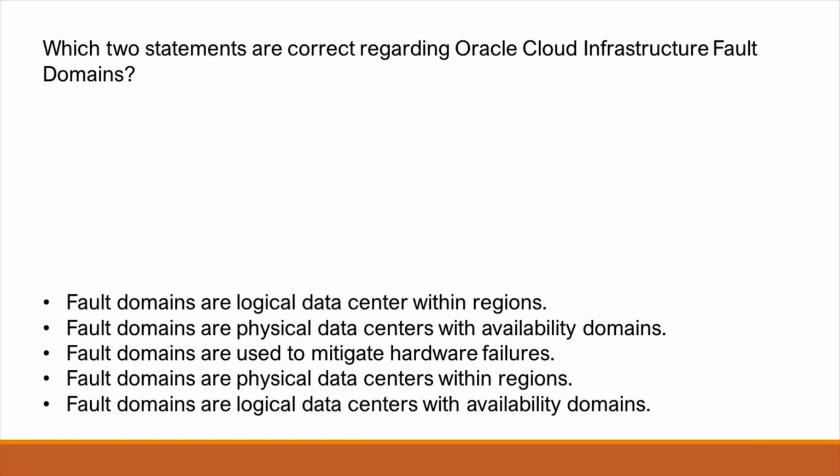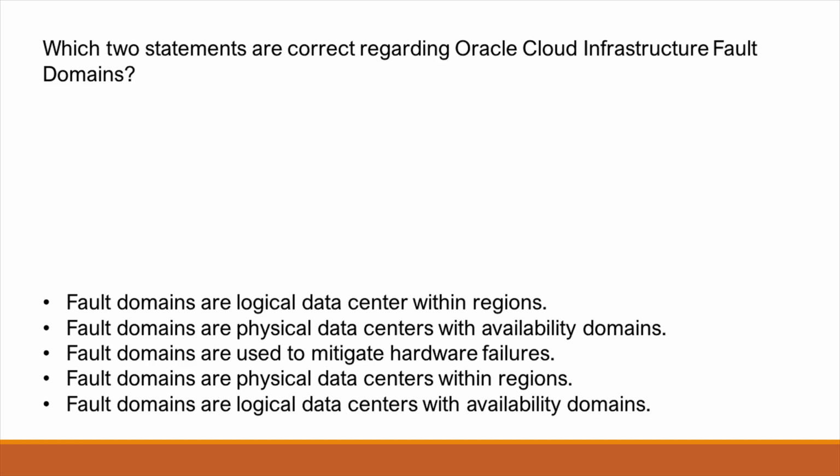Let's talk about this question: which 2 statements are correct regarding Oracle Cloud Infrastructure fault domains? Options we have for this question are: fault domains are logical data centers within regions. Fault domains are physical data centers with availability domains. Fault domains are used to mitigate hardware failures. Fault domains are physical data centers within regions. Fault domains are logical data centers with availability domains.